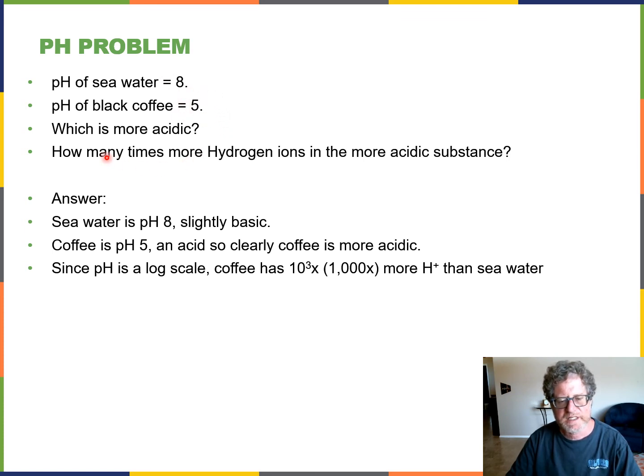And then which has more hydrogen ions and how many times more? Okay, so the black coffee has more hydrogen ions. How many times more? 8 minus 5 is 3. 10 to the third is 10 times 10 times 10, or 1,000. So there are 1,000 times more H positive in black coffee than in seawater.